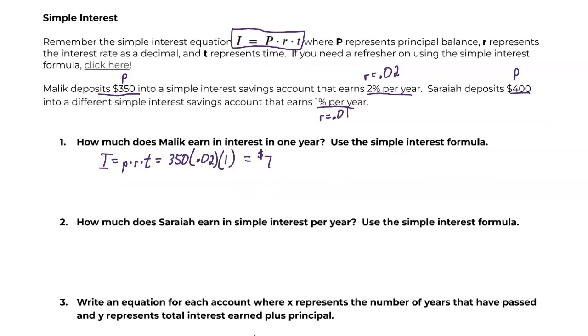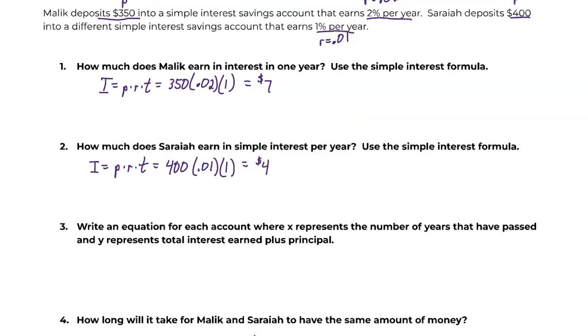Let's do this again, but for Soraya. Soraya deposits $400. Her interest rate is less, 0.01, and the time is still 1 year. This makes $4.